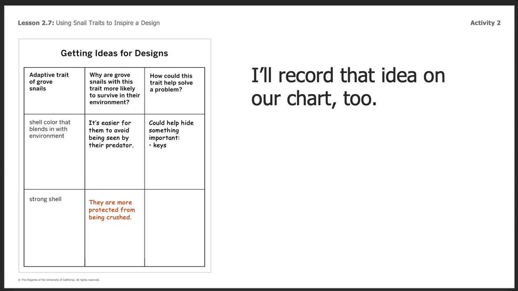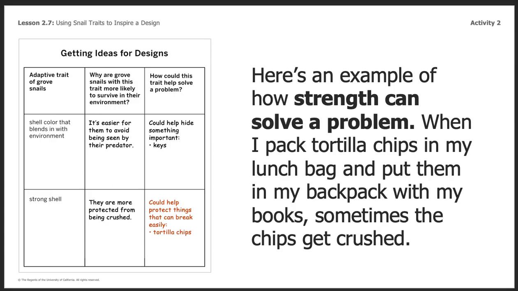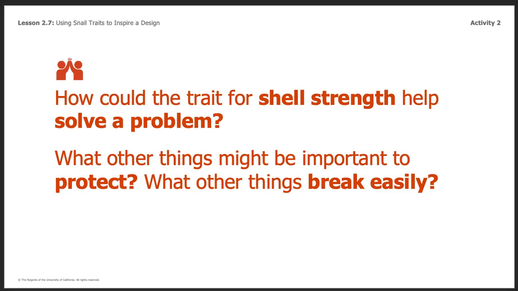Now I have to think, how could this trait help solve a problem? I got an idea. Here's an example of how strength can solve a problem. When I pack tortilla chips in my lunch bag and put them in my backpack with my books, sometimes the chips get crushed. So if the chips could be in a container that protects them from being crushed, that would solve the problem. So on column 3, row 3, I'm going to write, could help protect things that can break easily, like tortilla chips.